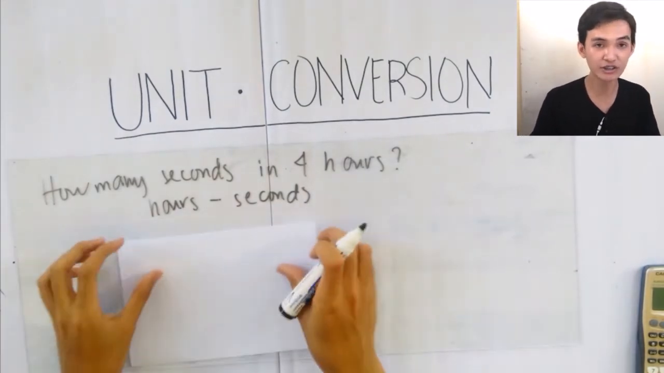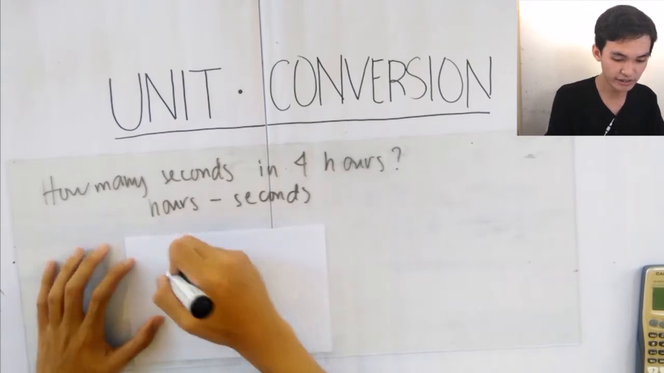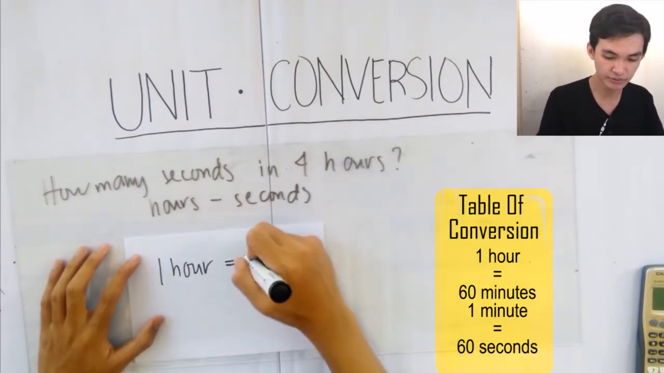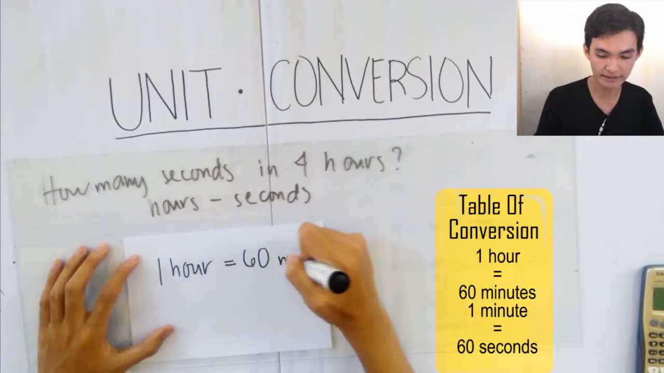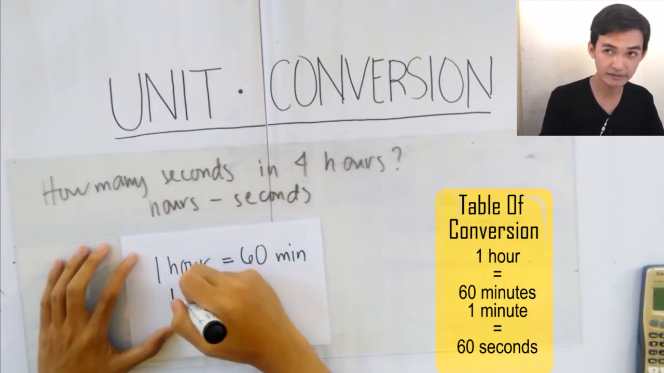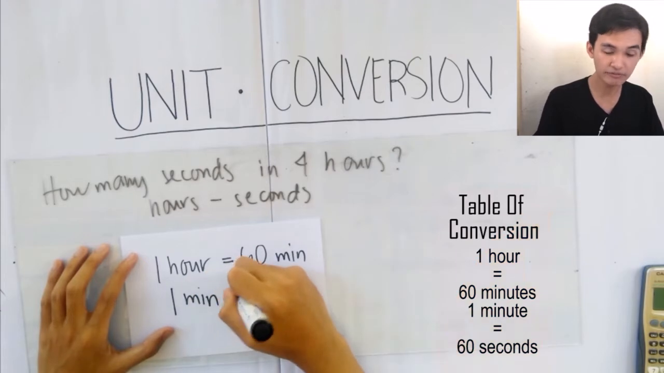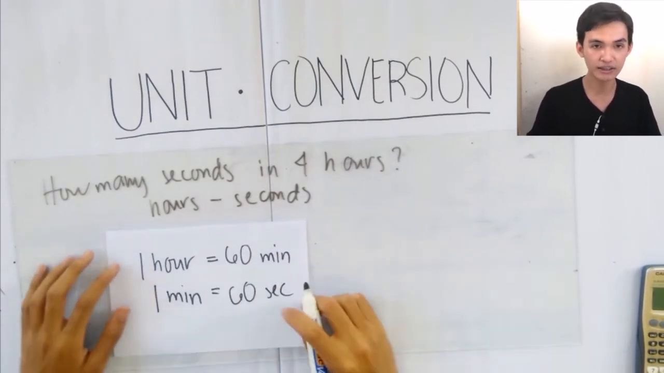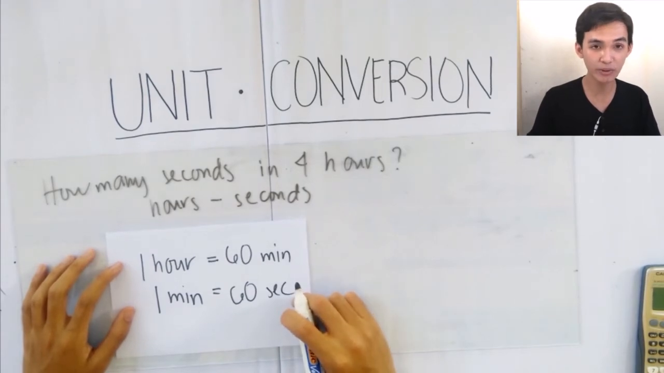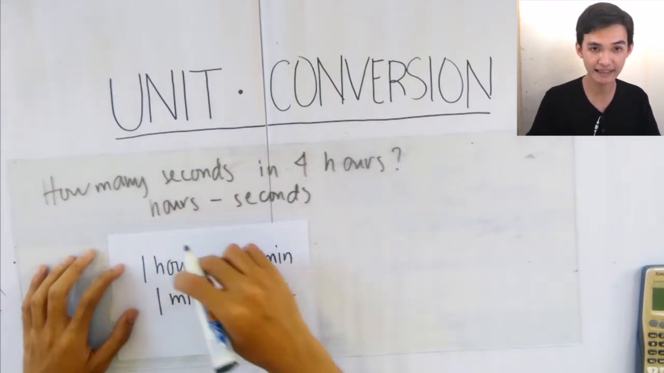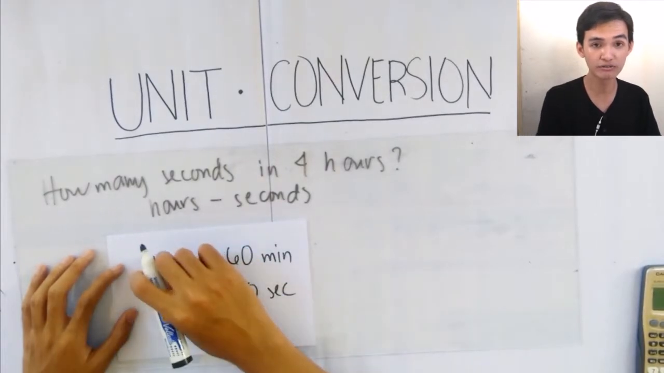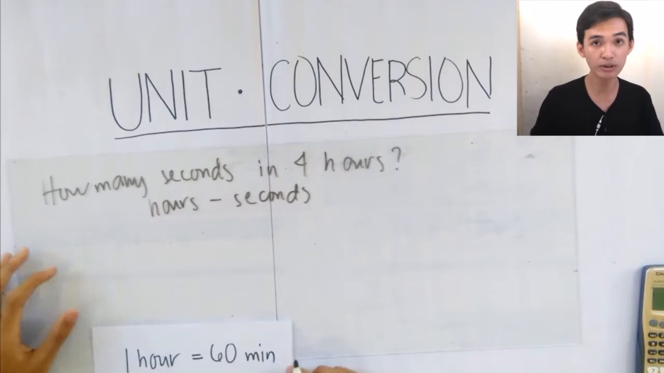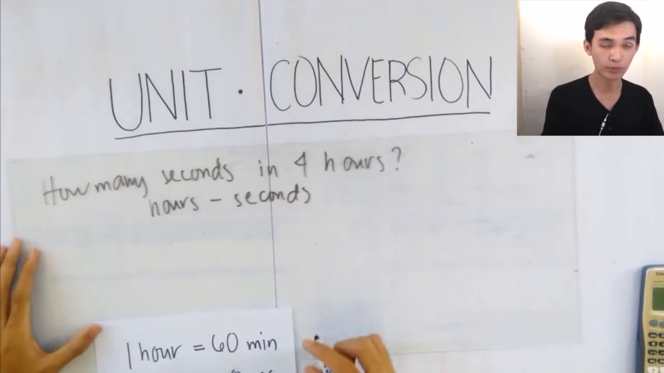And according to the International Table of Conversion, 1 hour is equivalent to 60 minutes. And every minute is equivalent to 60 seconds. So as you can see, we cannot directly convert the hour to seconds, so we have to first convert the hour to minutes. And we will write it down in fraction form.